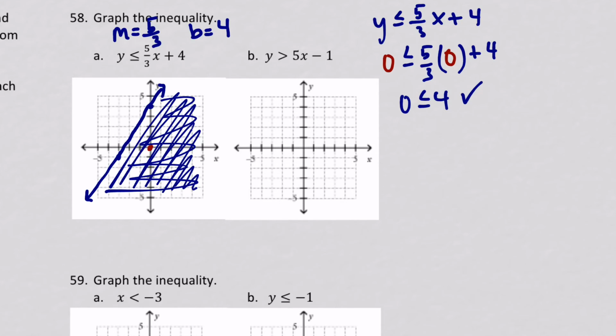Okay? What if 0, 0 had been false? What if I plugged it in here and I got something that was not true, like 4 is less than 0? Then you would say, well, since 0, 0 does not work, that means nothing else on this side works. So all the other points on the other side should work. Okay, and you would shade the other side. All right, try B on your own right now. Go ahead and pause the video. Do it on your own first, and then come back and check your answer.